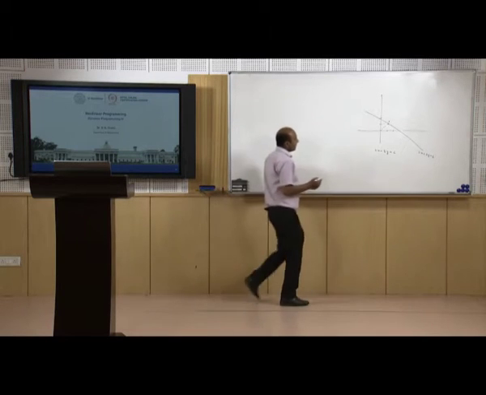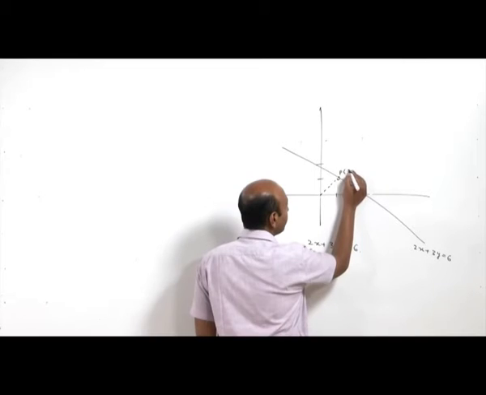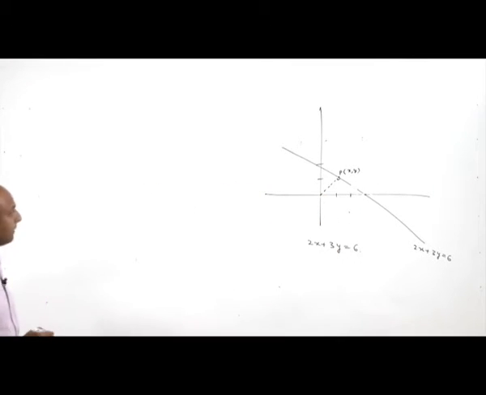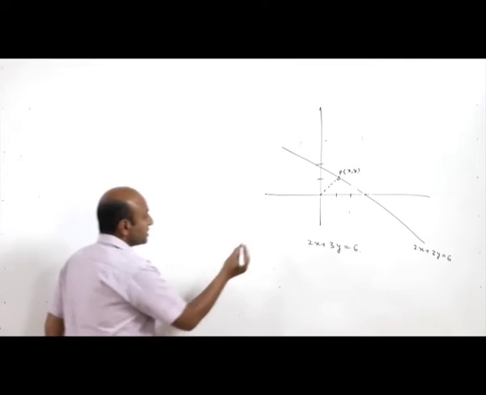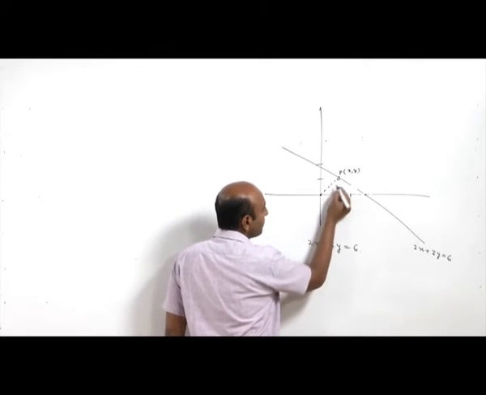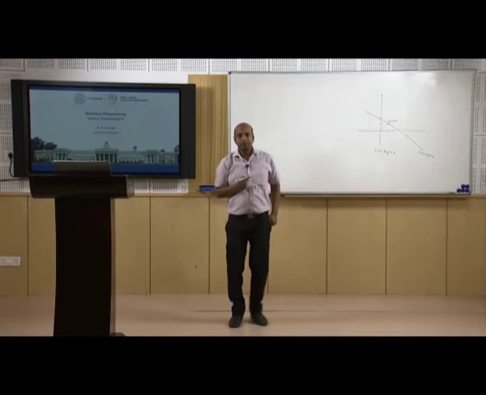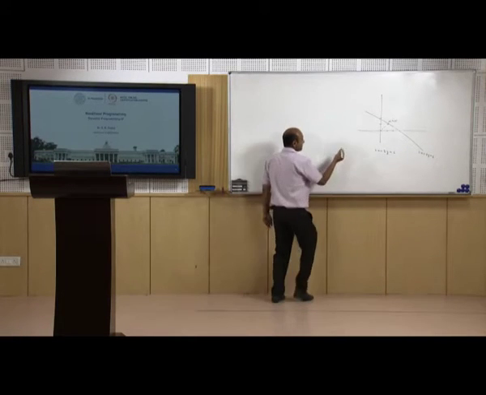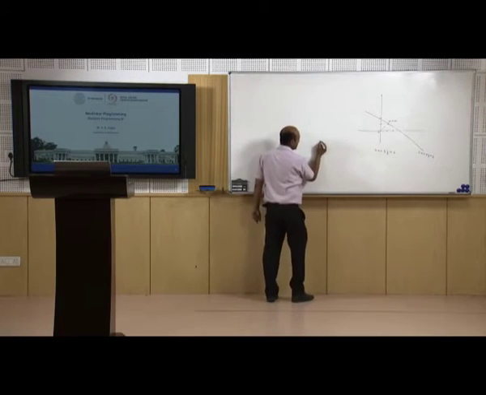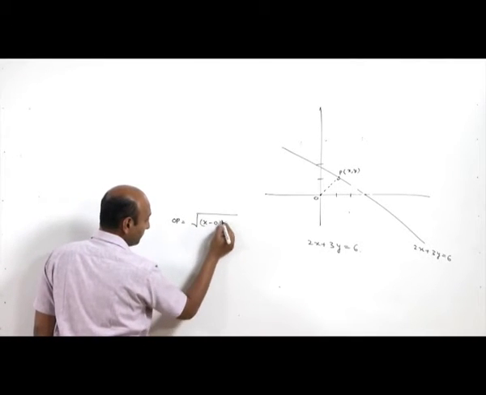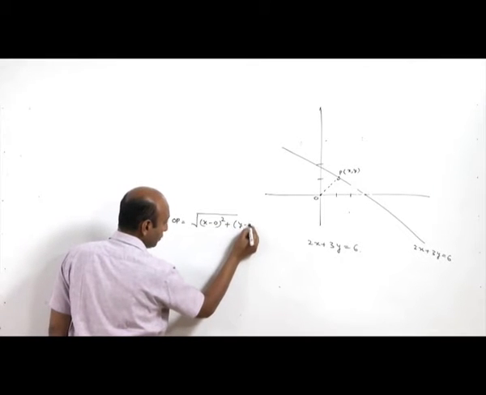So, suppose this point is x comma y, which we have to find out. The distance of the origin from this point is under root x square plus y square. This distance OP is under root of x minus 0 whole square plus y minus 0 whole square.